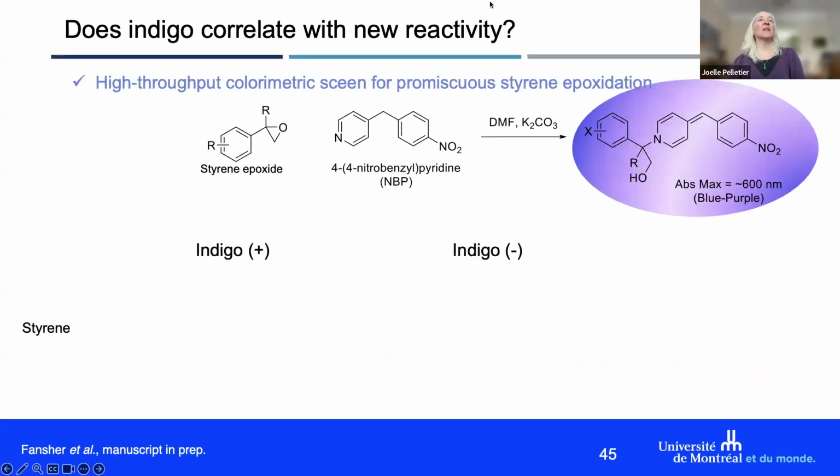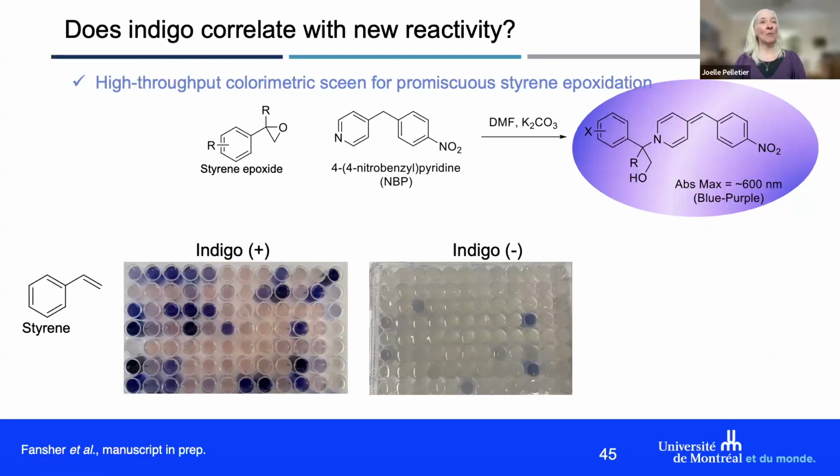And what we can also do is to identify new reactivity. So the reaction that's of interest here is to look for styrene epoxidation. So styrene epoxide can be monitored using a colorimetric screen, here using nitrobenzylpyridine, which gives a blue-purple signal. And this colorimetric screen for styrene epoxidation, we have now applied. We've begun this with styrene, and we see that we get a much higher hit rate for the product of styrene oxidation. So the styrene epoxide gives a much higher hit rate with the indigo positive than the indigo negative point substituted variants.